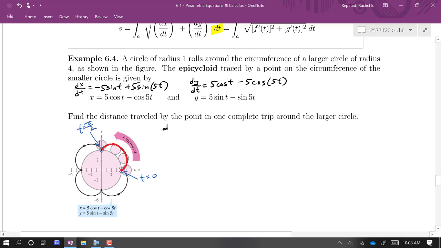Now, I'm going to simplify these, or just write them in what I think is a convenient way. I'm going to factor out a 5 from each of these. So dx/dt is 5 times, and I'm going to write this as a subtraction, sine 5t minus sine t. And dy/dt, factoring out a 5, is 5 times cosine t minus cosine 5t.